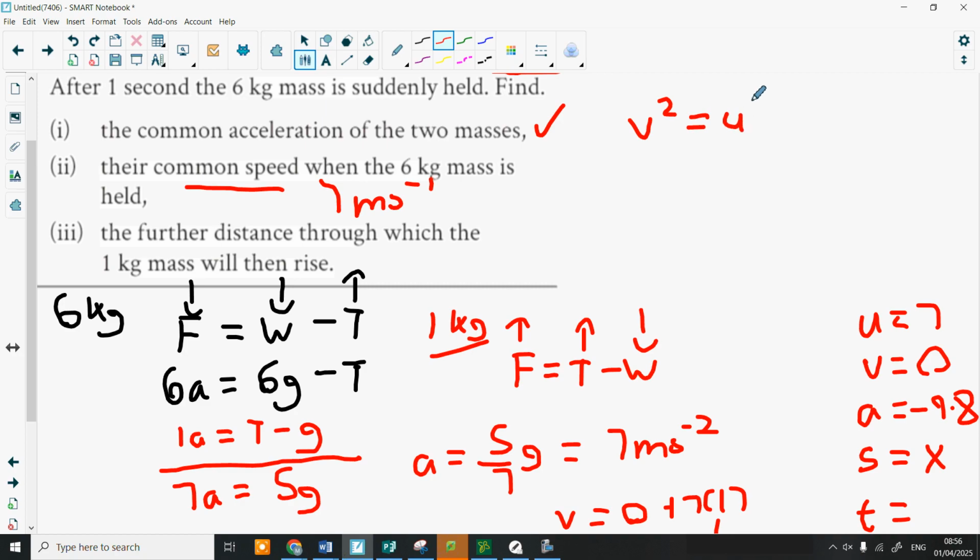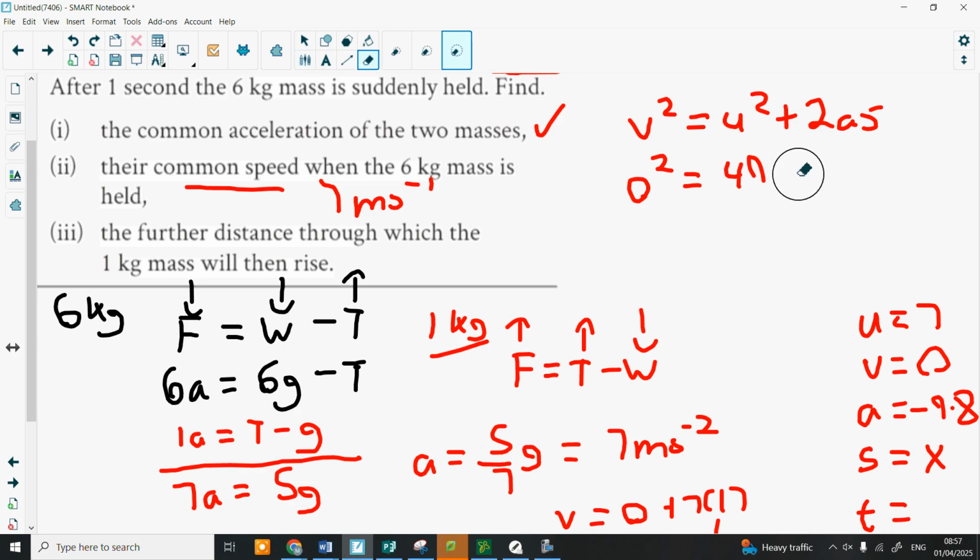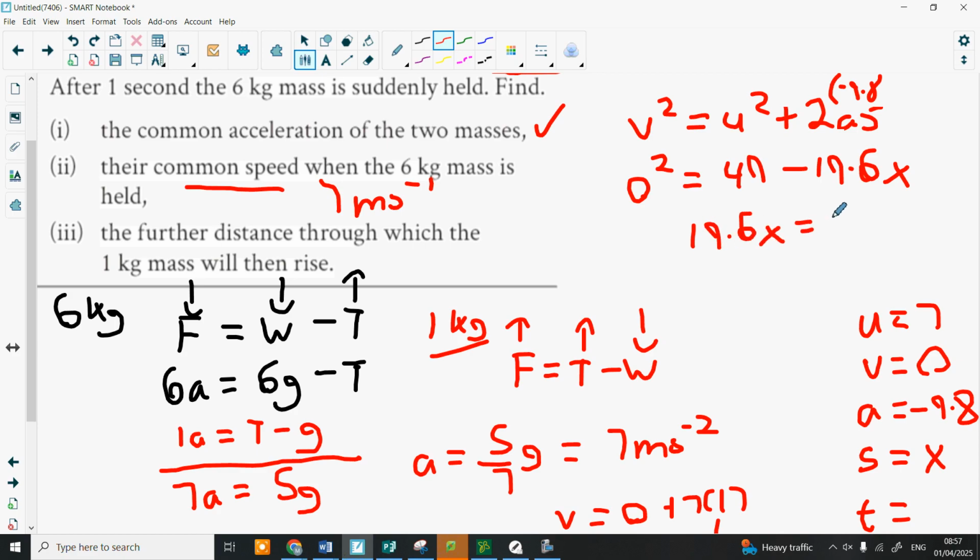V squared equals U squared plus 2AS. And what do we get here, guys? V squared is 0, U squared is 49, plus 2AS, so minus 19.6S, because A is minus 9.8, so minus 19.6S. Move it over to this side. 49 divided by 19.6. Well, 5 over 2. Okay. 2.5 meters it rises.